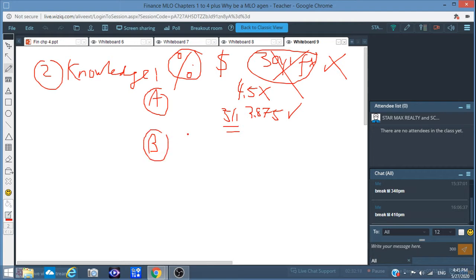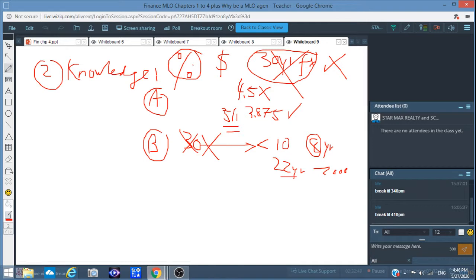And B, even if you do a 30-year mortgage, I could show you ways to pay it off in less than 10 years, typically 8 years, saving you 22 years of payment. If it's $2,000, how much am I saving you? $2,000 times 12 times 22 years, I'm saving you $528,000, about $500,000.